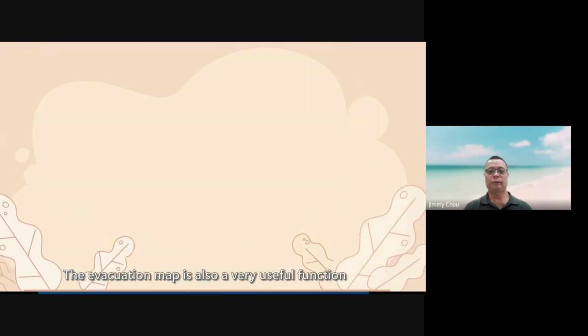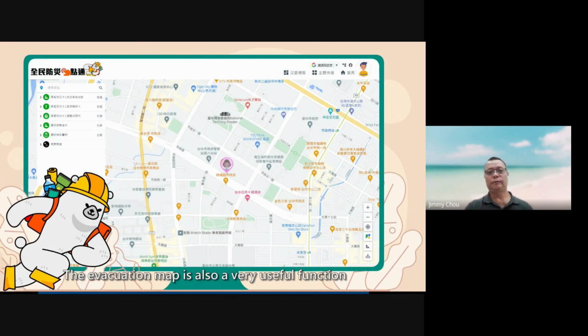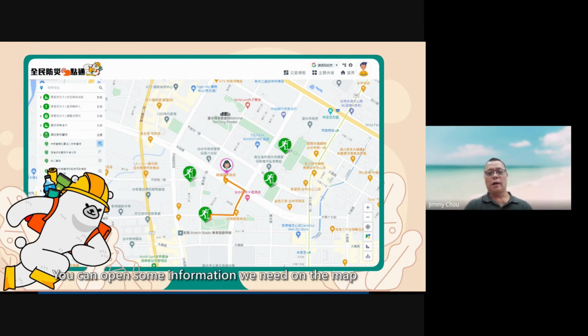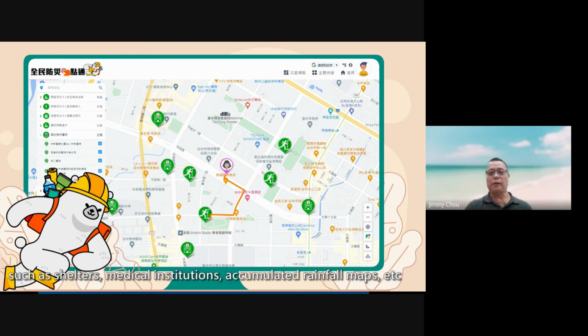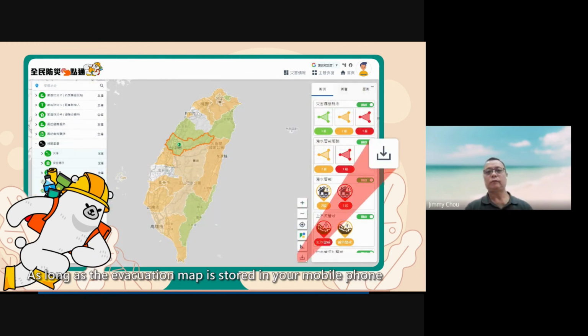The evacuation map is also a very useful function of the easy-to-know disaster prevention website. So this requires lots of GIS technique and also a lot of information being published by different central government agencies. The evacuation map will display the detailed information of these locations on the device. As long as the evacuation map is stored in your mobile phone, you can view and share it with friends and relatives at any time.